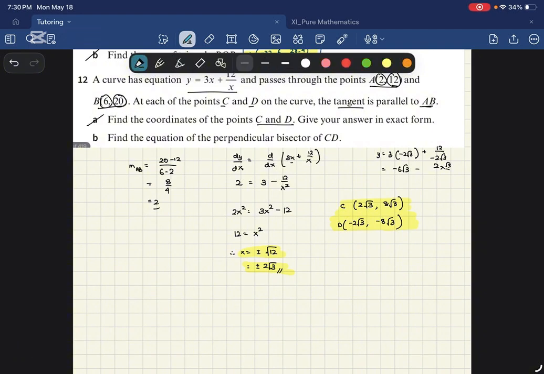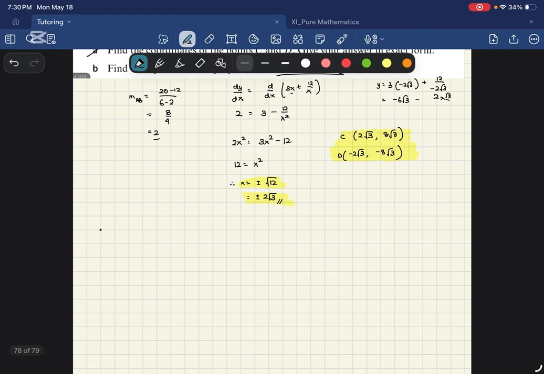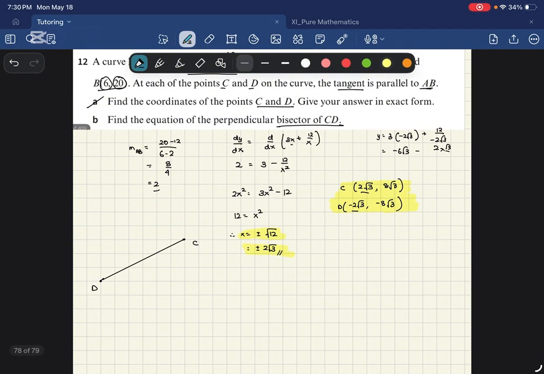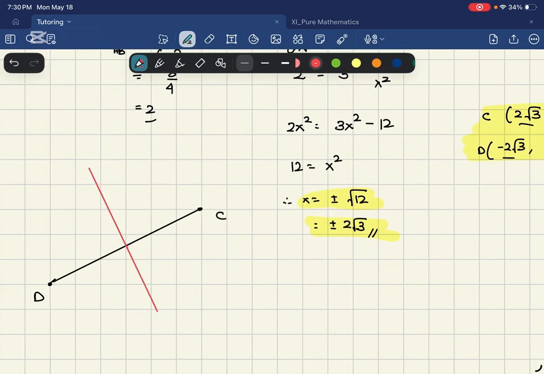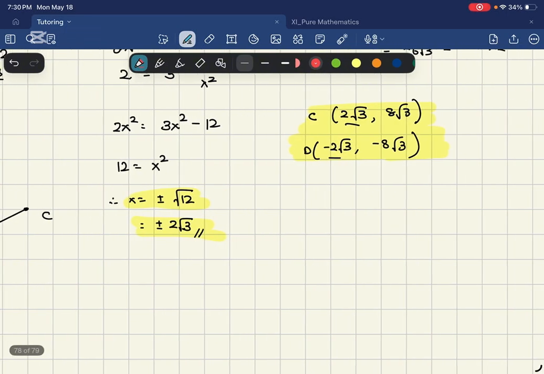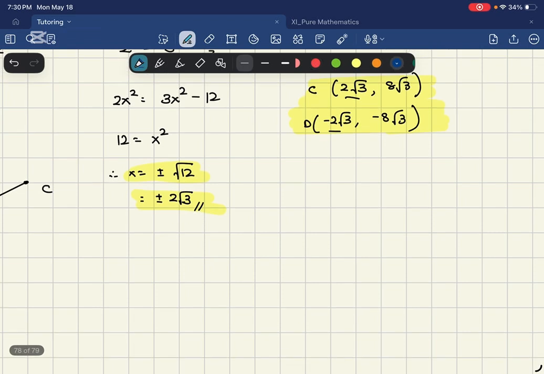All right. Now we need to find the equation of the perpendicular bisector of CD. So basically you have point D here, you have point C here, based on the coordinates. So now you want to find the equation of the perpendicular bisector. So the perpendicular bisector looks something like this pink line. It has two conditions. It must intersect CD at 90 degrees, and it must pass through the midpoint. So let's find the midpoint of CD.